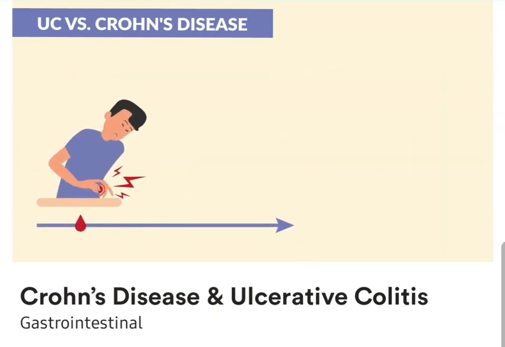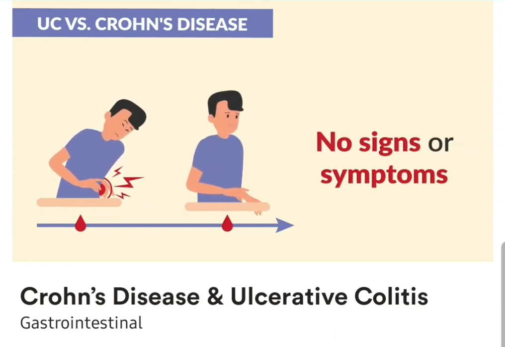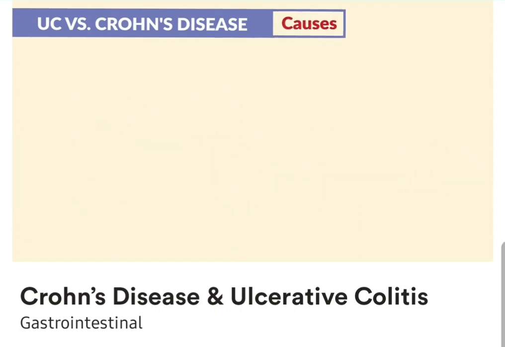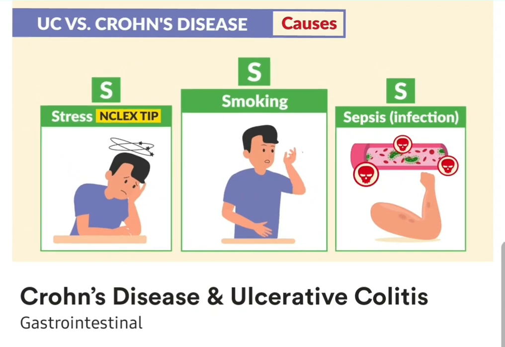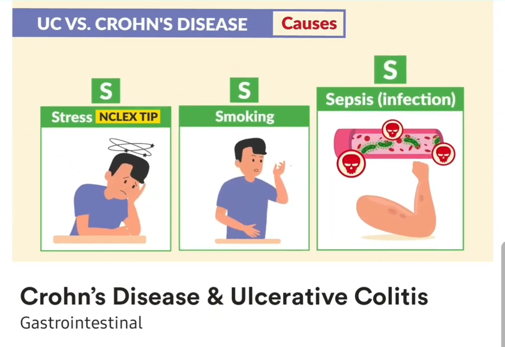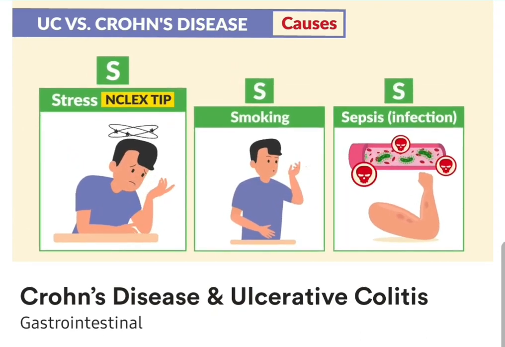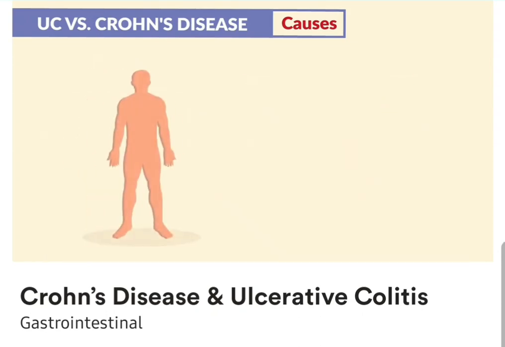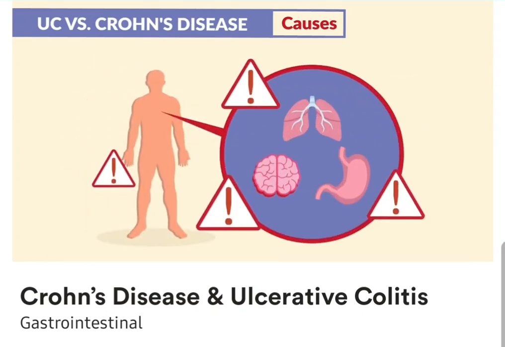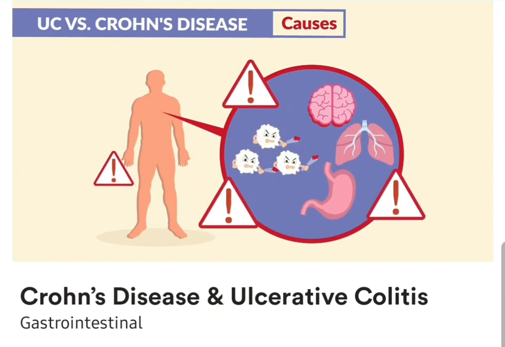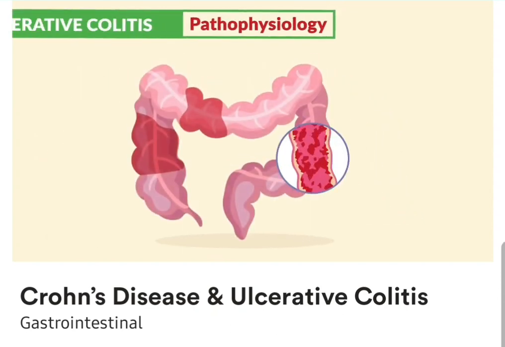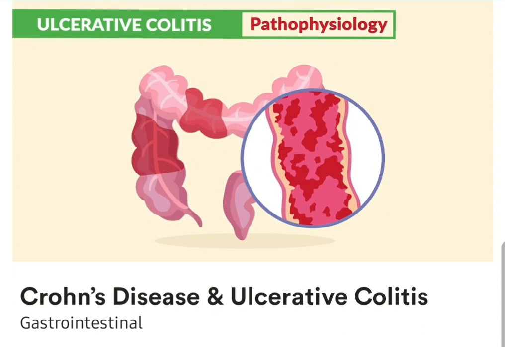So naturally, it comes with flare-ups or exacerbation of symptoms, followed by remission with no signs and symptoms. So it basically comes and goes. Now, the causes for flare-ups are the triple S's. S for stress, S for smoking, and S for sepsis or infection. Now, stress is the biggest NCLEX tip here. So just think, anything that can irritate the body can trigger an immune response, causing the body's own immune system to attack itself. So let's cover in detail ulcerative colitis first.